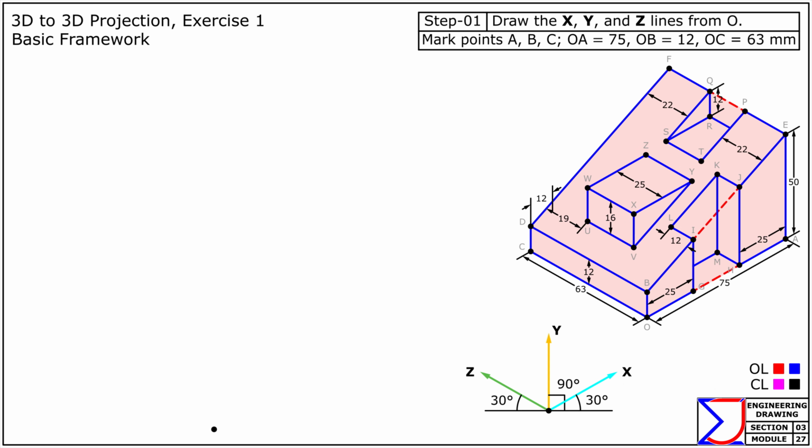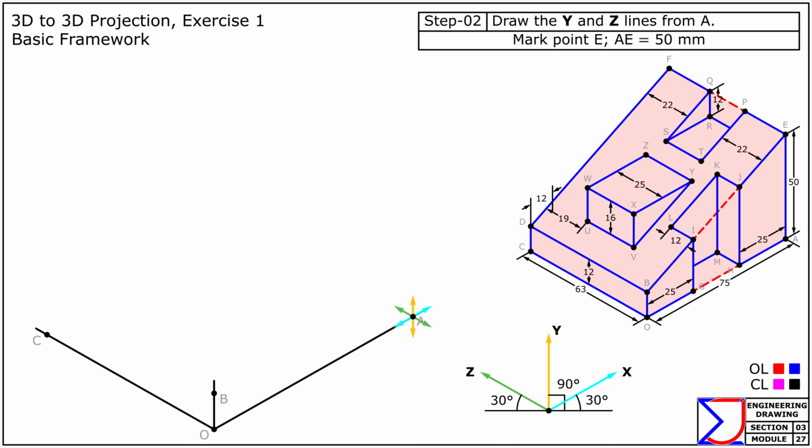Start at the origin, labeled as O. From this point, draw 3 lines parallel to the x, y, and z axes to define the isometric plane. Now, mark points A, B, and C at their respective distances from point O, as per the given dimensions. Next, focus on the open ends A, B, and C to complete the framework.